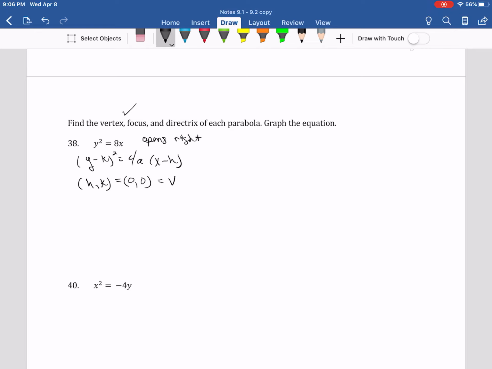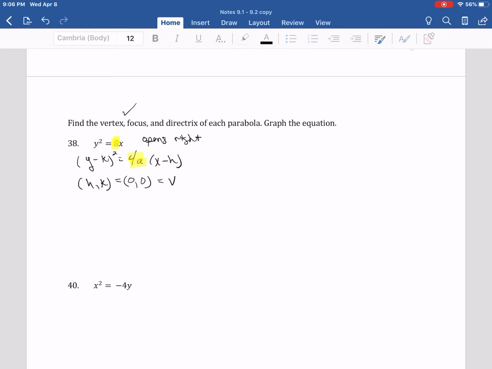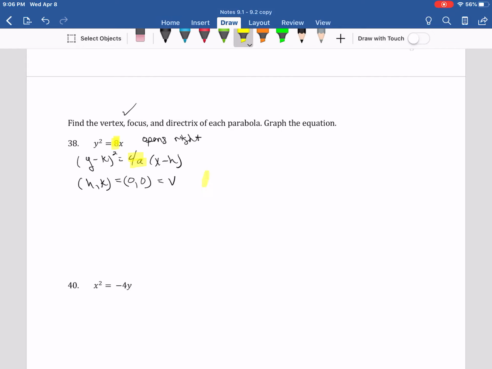So let's start with the focus. This 4A, let me highlight it, 4A is in the position of the value 8, okay? So the 4A and the 8 are in the exact same spot. Therefore, 4A equals 8. That means A is 2. Now, if A is 2, A is the distance from the vertex to the focus point.